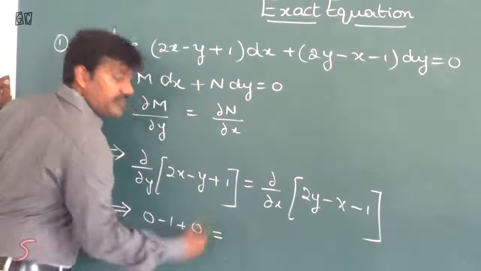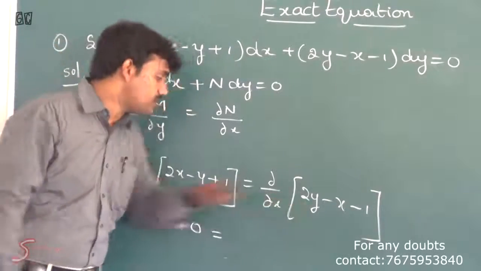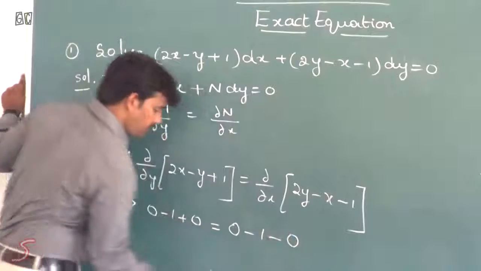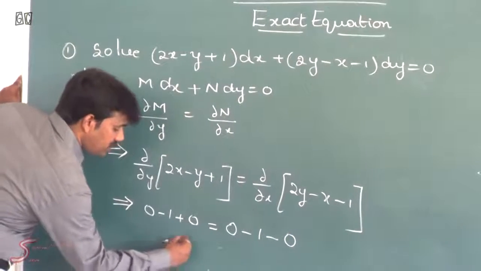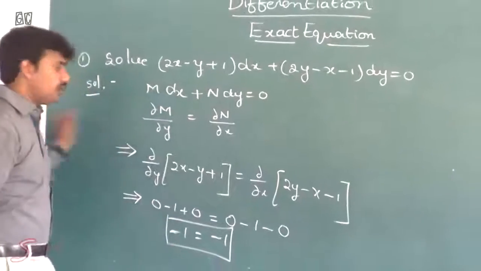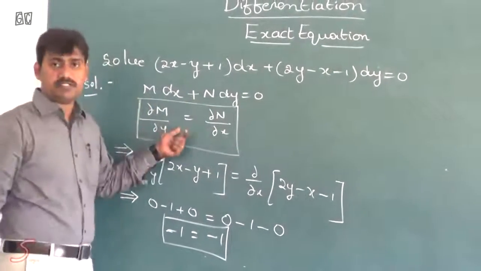And when we differentiate partially with respect to x, the terms in y should be 0, and the value of x gives 1, and the constant is 0. So finally we got minus 1 here and we got minus 1 again. So obviously dou M by dou y is equal to dou N by dou x.